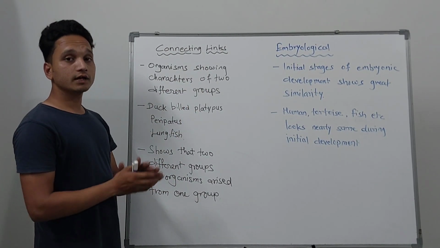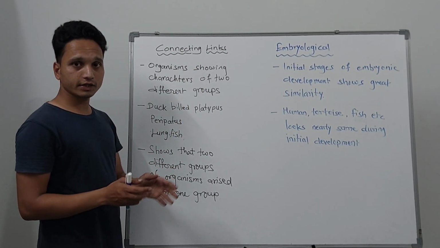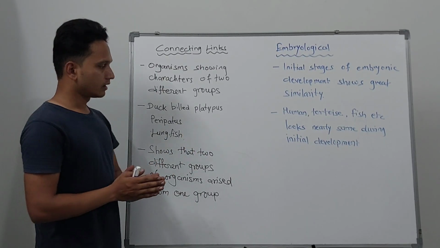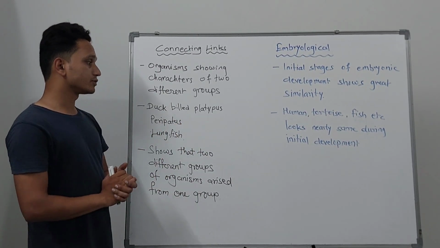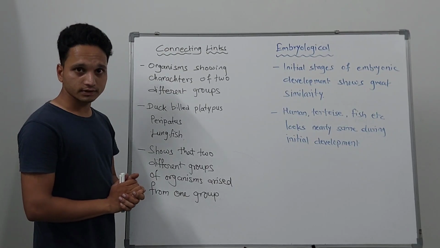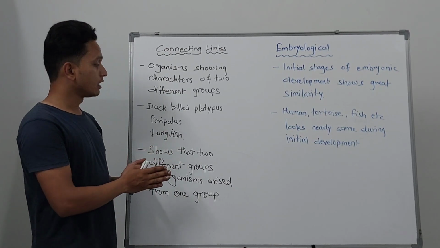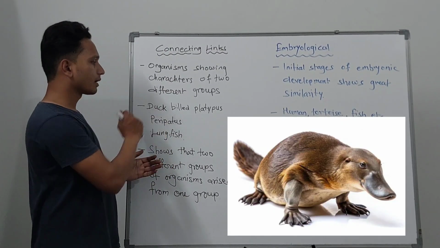Connecting links are the organisms which show characteristics of two different groups. Let's see some examples: duckbill platypus, peripatus and lungfish. These three are classical examples of connecting links. Let's take the first example, duckbill platypus.